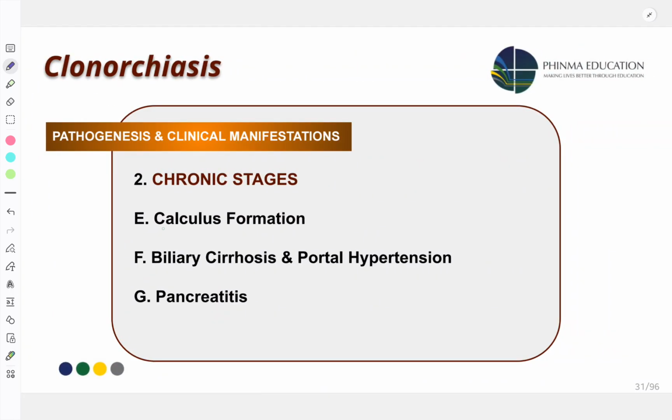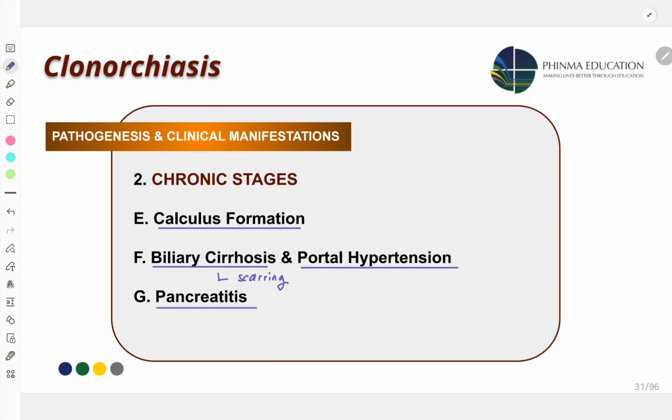So during the chronic stages, it is possible that there is calculi formation, that is your bile stones. Remember, the bile has no way to pass, so it just accumulates, and eventually it hardens and becomes bile stones. It is also possible that there is biliary cirrhosis. When you hear the word cirrhosis, this is scarring. So there is scarring in your bile duct, and then there is portal hypertension. Of course, the adult worm is blocking and there is inflammation, so the blood flow in the portal vein of your liver has no way to pass.